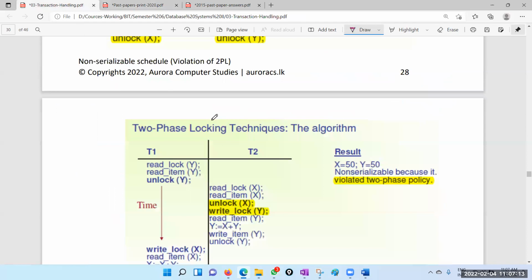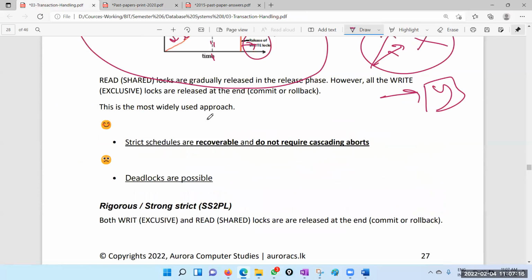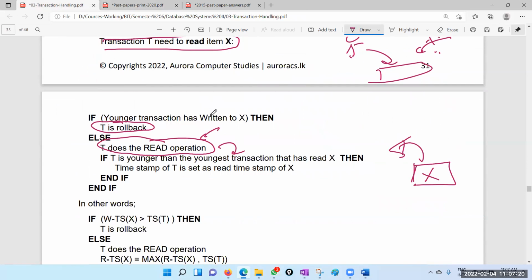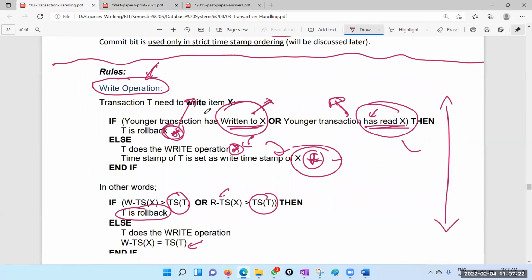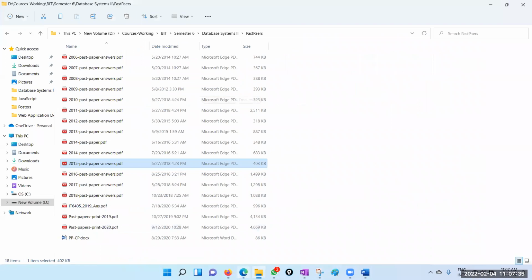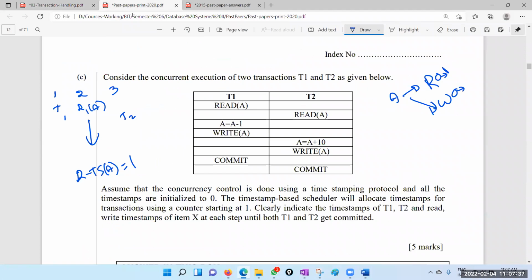Okay, look at the note again. If a younger transaction has written to it, you roll back. Otherwise, you read it. So no younger transaction has written to it. Actually, no one has written to it. So therefore, you can read it. Now you did this, you did this.